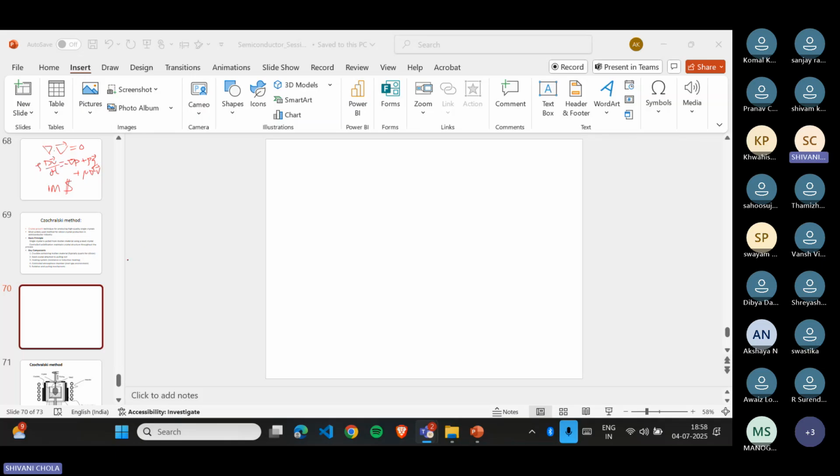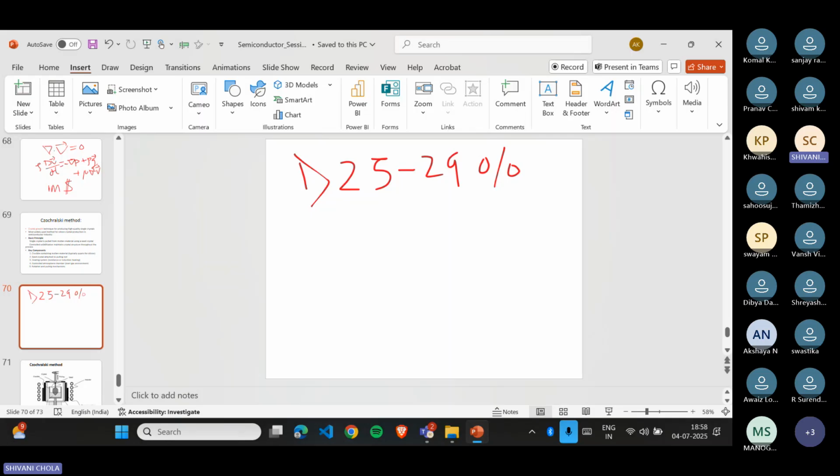So if you recall from the first session, you know that around 25 to 29% of Earth's crust is made from silicon or oxides of silicon, right? So the sand which is rich in silicon, we call it quartz sand.